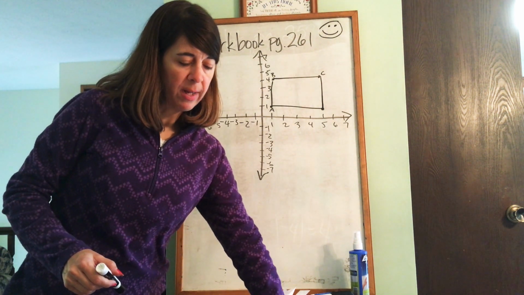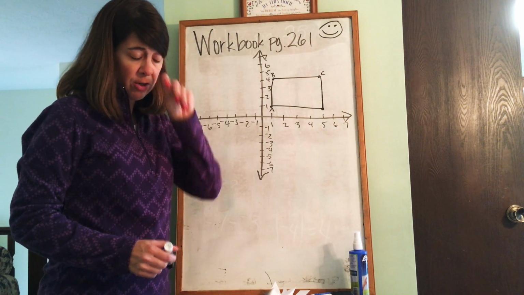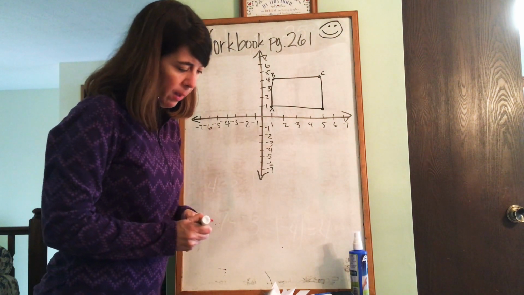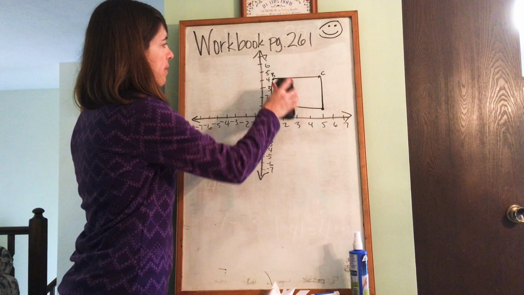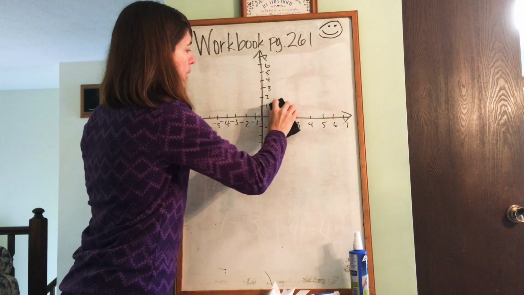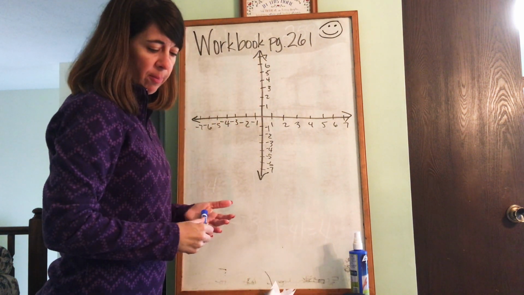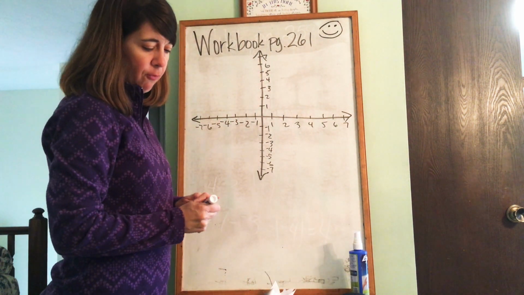So let's do 1 and 2 together from workbook 261 just to get you started. Let me go ahead and erase this figure so that it's not in the way of our work. Okay, so look at number 1: graph the points, draw the polygon, then give the most specific name for it.